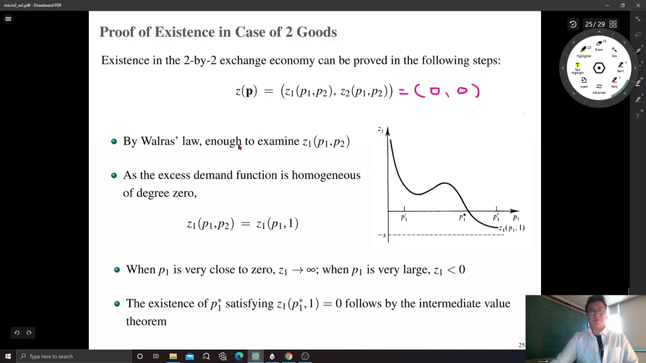That is enough. So now we examine whether this function Z1 has a solution, so whether this equation has a solution or not. Is there any price vector P1 and P2 at which this Z1 function is going to be 0?